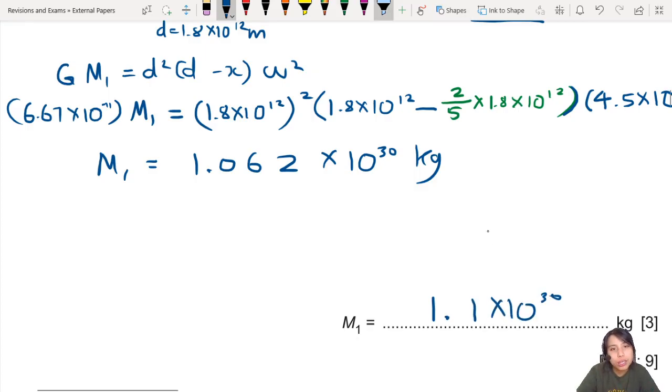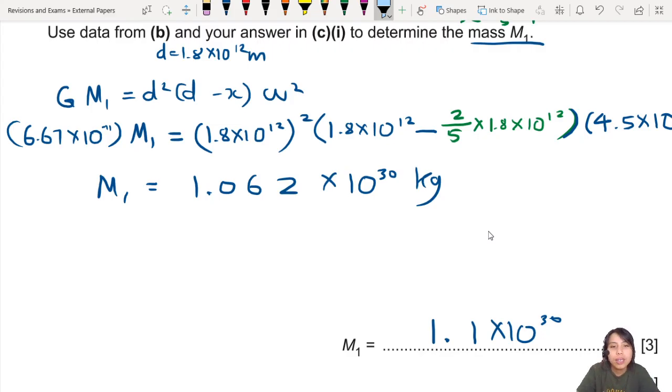How would I know 2SF or not? I see, the least SF is 2. I think it's 2. Okay, 2. Although this one has 3. But okay. So that is how I can find the mass.